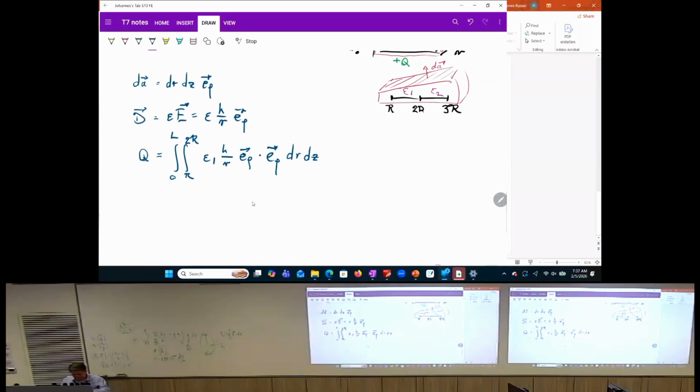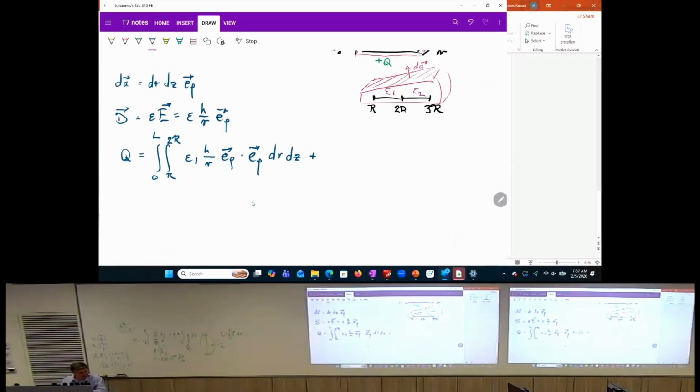And the second contribution runs from 0 to L in z direction, and from 2r to 3r in radial direction. So this is a material epsilon 2. We have here k over r again, E phi times E phi dr dz.